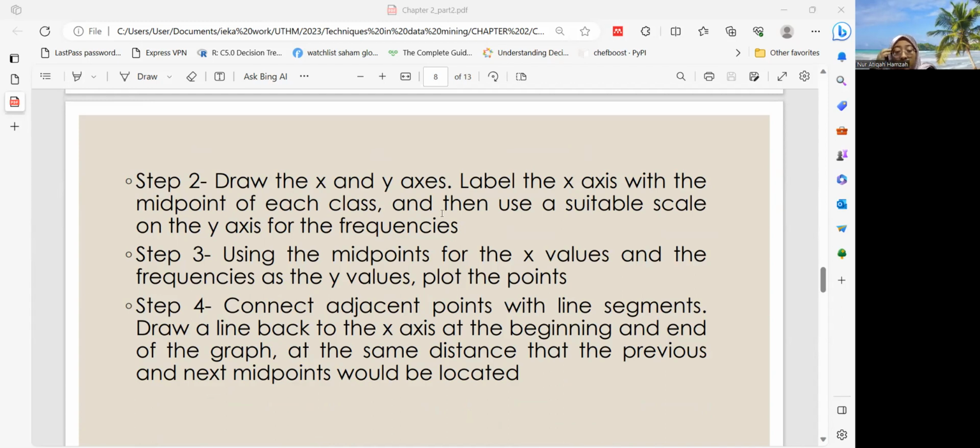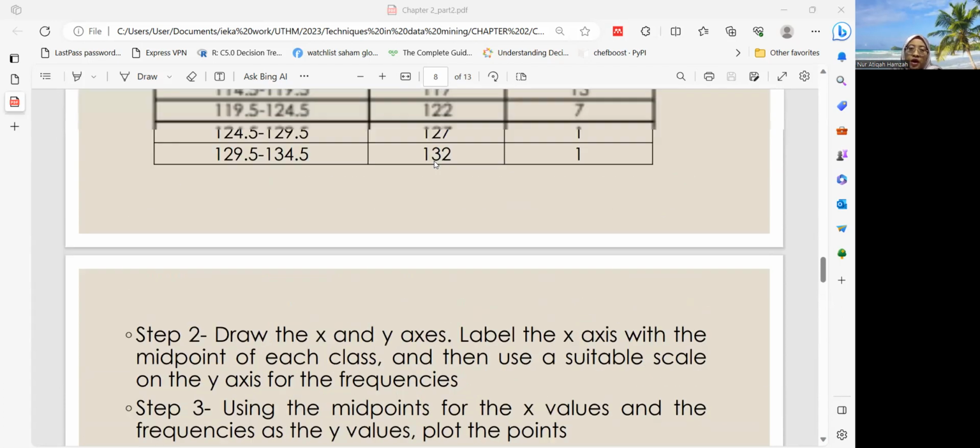Draw a line back to the x-axis at the beginning and end of the graph, at the same distance that the previous and next midpoint would be located. Okay, secara ringkasnya, let me simplify this 4 step.